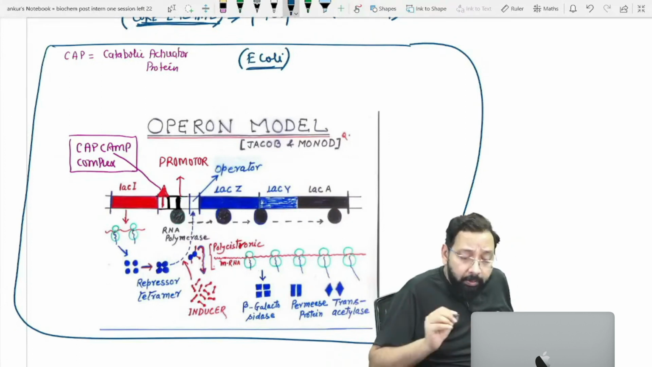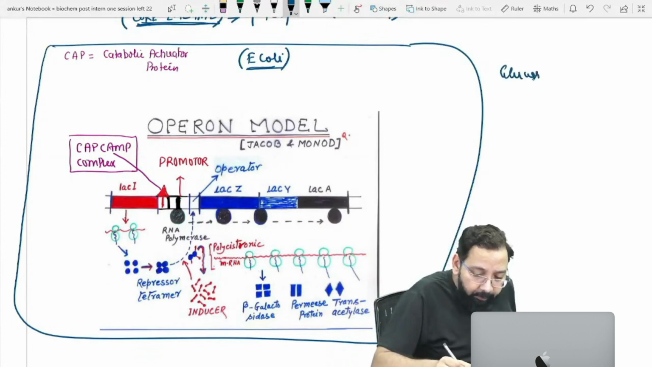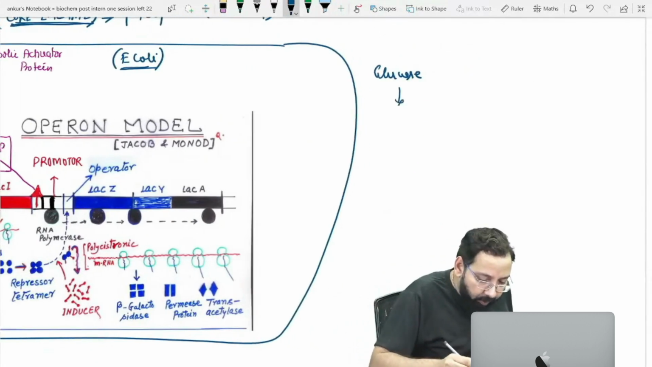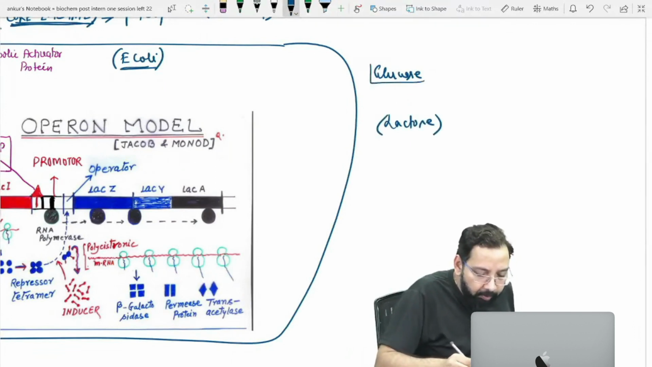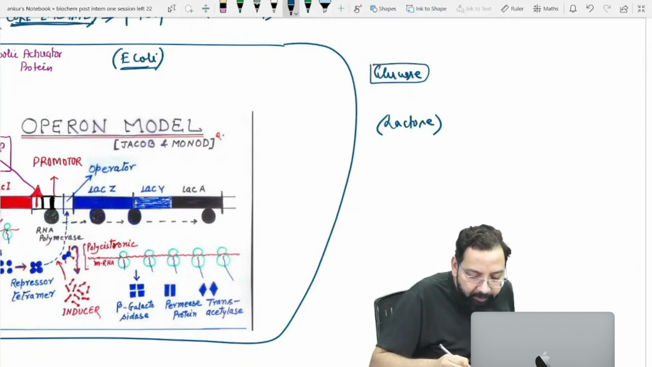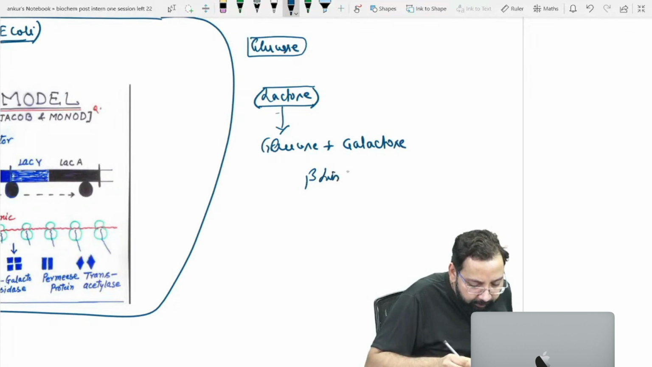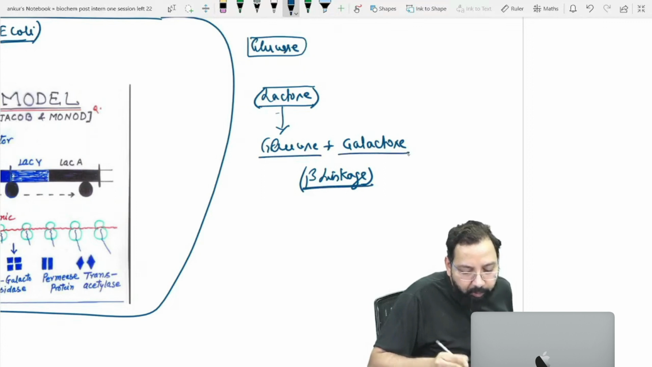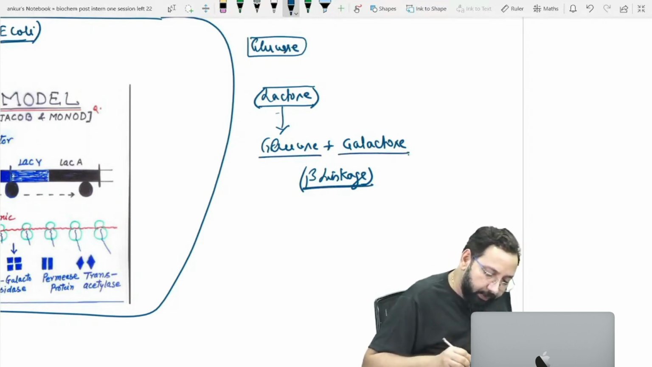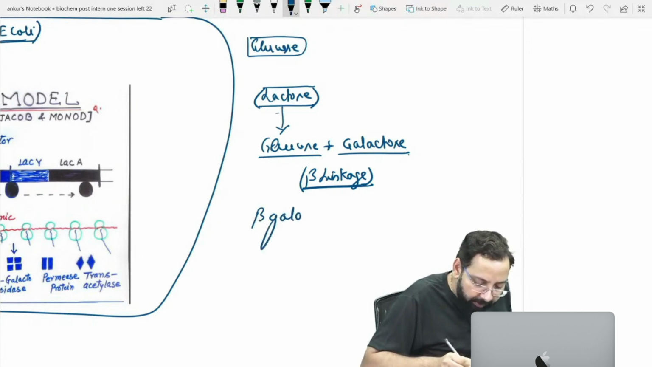E. coli utilizes glucose, but in adverse conditions it can also utilize lactose. For utilization of lactose: lactose is a disaccharide made up of glucose plus galactose joined by a beta linkage, and the name of the enzyme is beta galactosidase.